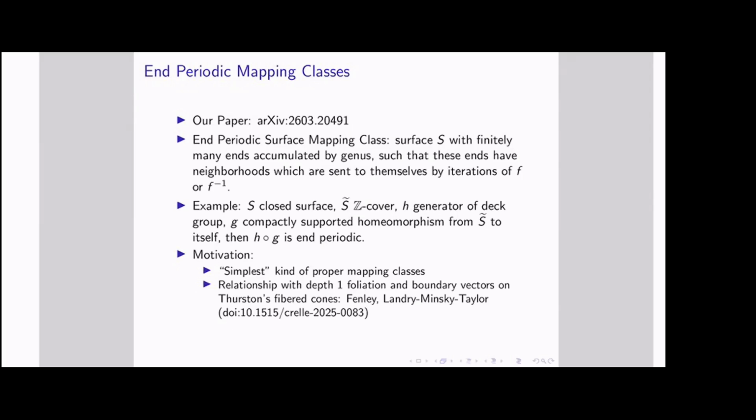And also, there's a more or less analogous theory for end-periodic mapping classes compared to the original mapping classes, compared to the mapping classes for finite genus surfaces. So that's why we care about it. Well, that's one reason why we care about it. Another reason is, of course, that this is not just an object that we just come up with at random. It also arises naturally in other areas of mathematics.